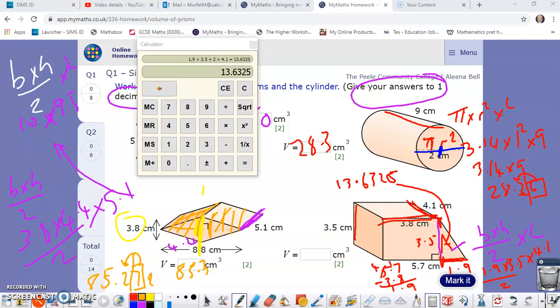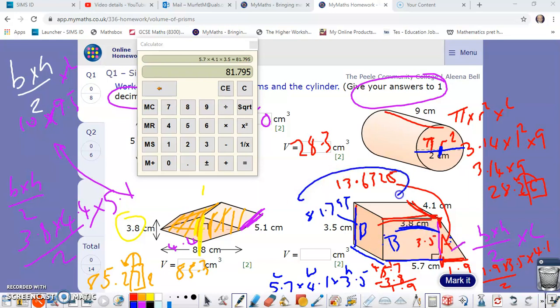Shape B is going to be this shape here. And it is just a straightforward cuboid. So I need length by width by height. My length is 5.7. My width is 4.1. And my height is 3.5. So I'm just going to times those three measurements together. 5.7 times 4.1 times 3.5 gives me 81.795. So shape B, 81.795. And remember, I need to add these two shapes together.